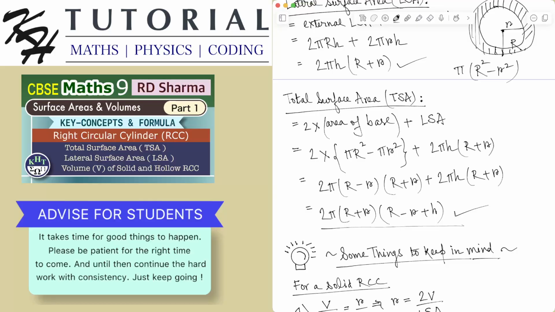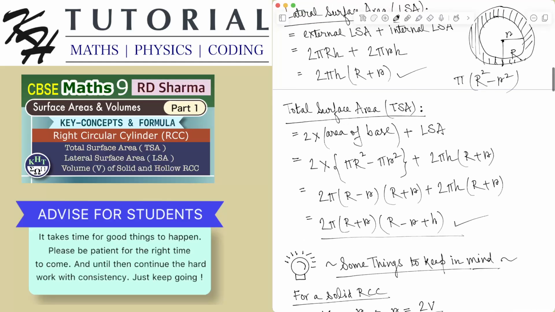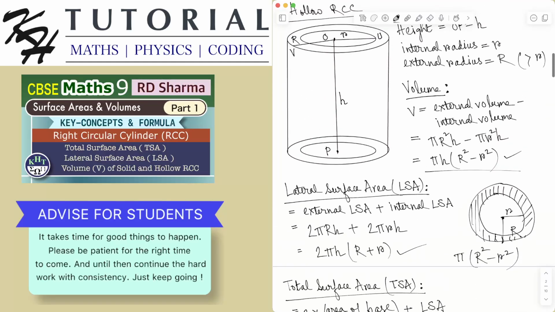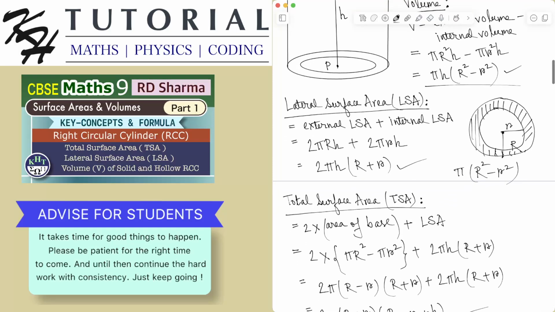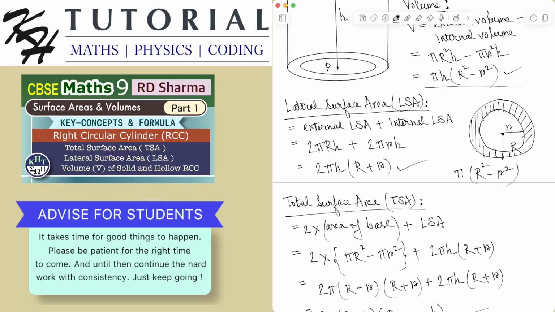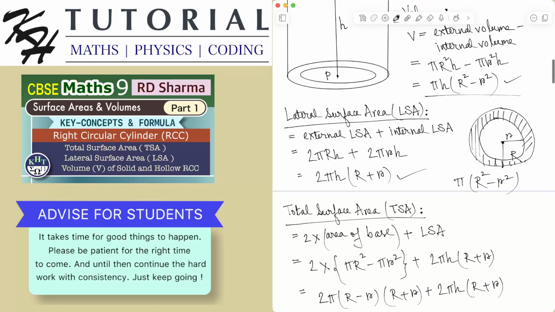But always try to understand the basic fundamental concepts, that the total surface area is equal to the area of the curved surface plus the area of the end faces. The area of the curved surface, which is the LSA, you have already found to be this, and then you must know what will be the area of each end face, which is pi into capital R square minus small r square, and then the total surface area will be 2 times the area of end face or base face plus the LSA.